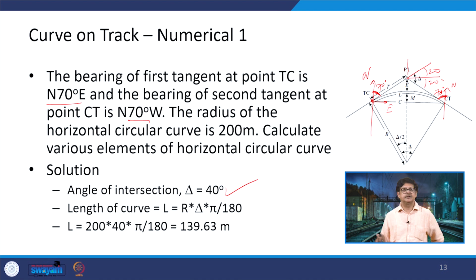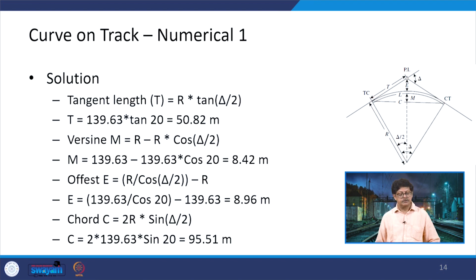Now, the rest of the things are simple. We have discussed already the various elements and how we can calculate them, considering that we know the radius and we know the angle delta. So, the length of the curve is L, that is R into delta, and then we change it into degrees, so it is pi divided by 180. The length which we are getting here is 139.63 meters. Similarly, tangent length is R tan delta by 2.